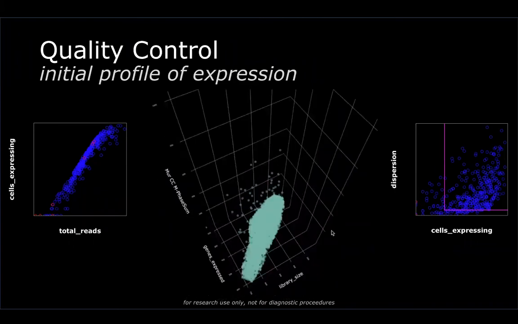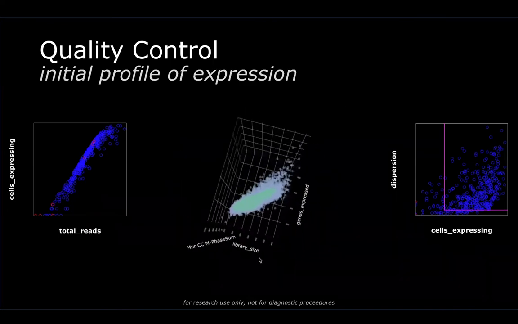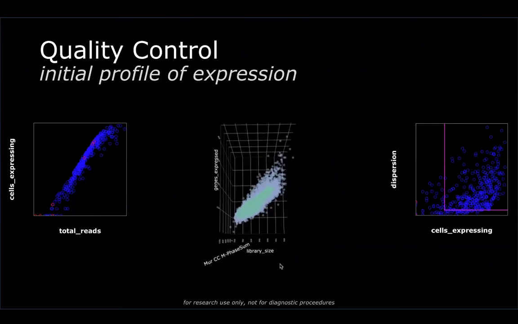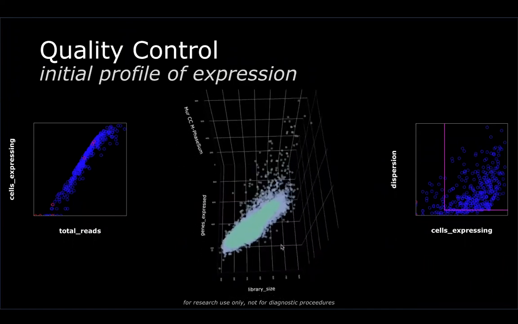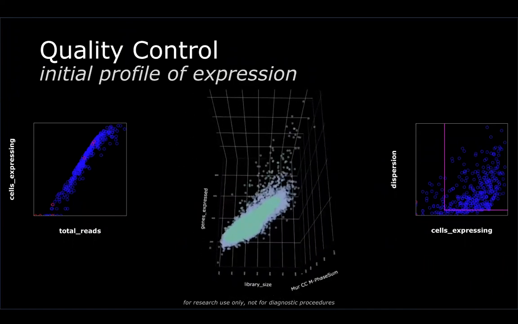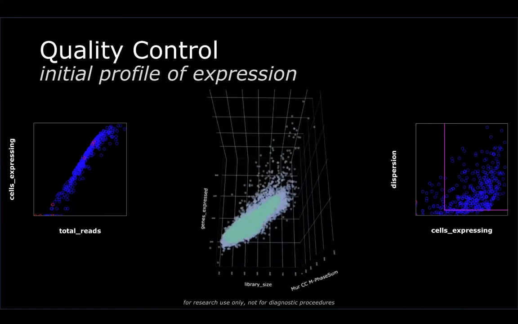In the graphs on the left and on the right, we see some information in GeneView. Total reads versus cells expressing is sort of like what we see for the cell view in the middle. Instead, total reads is the total number of transcripts per gene, and the number of cells expressing is the total number of cells that express any given gene, where each one of those little hexagons is a single parameter.